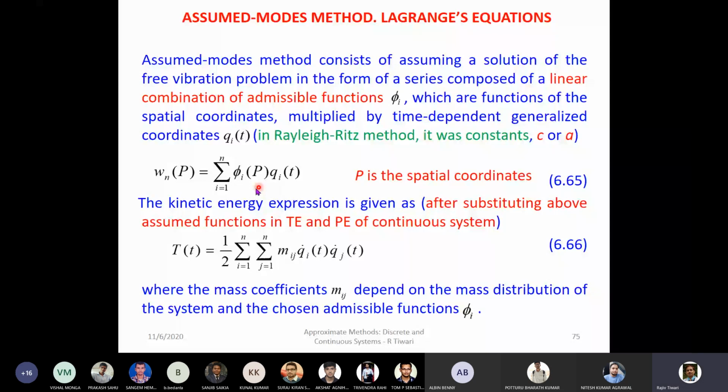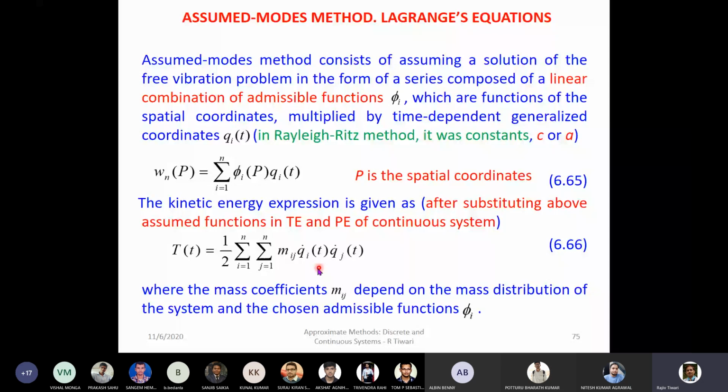In the discrete system, we have been deriving the kinetic energy and potential energy in this series form, in which these are the generalized coordinates and this is the mass coefficient. And this mass coefficient here will be expressed in terms of that admissible function, in the form of integration, as we'll see in the subsequent slide.